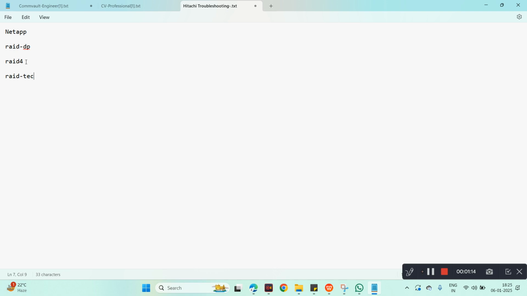We have already discussed RAID in the last class, and explained what RAID DP, RAID 4, and RAID TEC are. RAID DP has two fixed parities: one is diagonal parity and one is horizontal parity. RAID 4 has one fixed parity. Today we'll discuss RAID penalty.